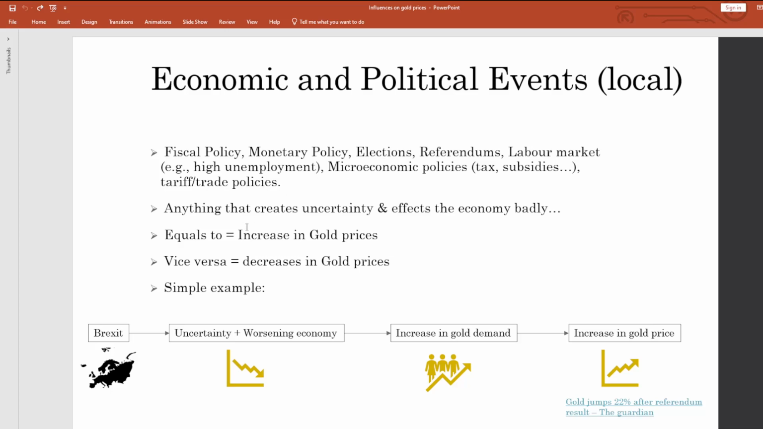So the simplest example is Brexit. The UK leaves the European Union. This creates uncertainty and worsening of the economy. This increases gold demand, and this increase in demand causes an increase in gold prices. Just the referendum itself, after the referendum, the price of gold jumped 22%, and this is a real link to the Guardian, the newspaper. So this is at a local level.